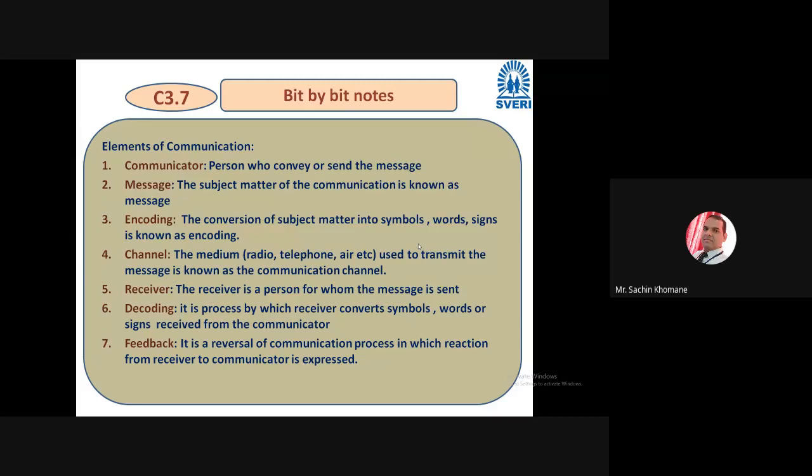So these are very general terms. There is no specific relevance to industrial engineering or industrial management, but still understand what is specific in communication. These are the basic elements: communicator, message, encoding, channel, then receiver, decoding, feedback. These are the important things in communication.